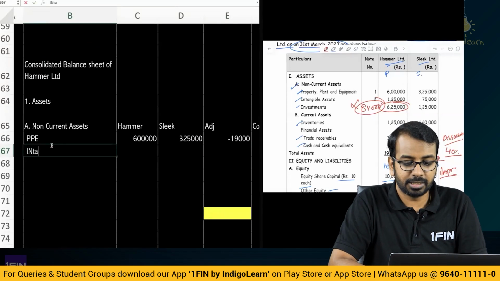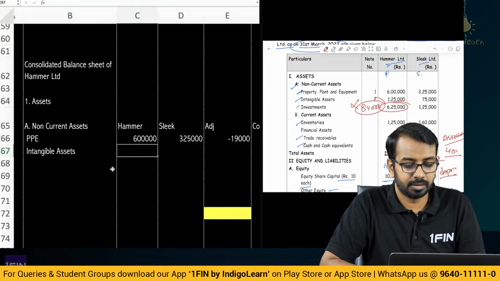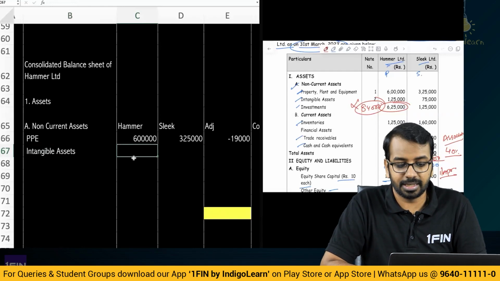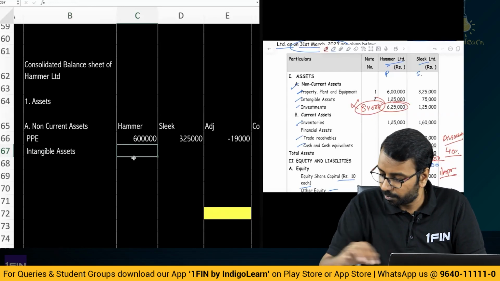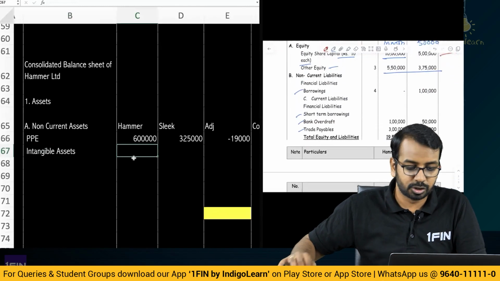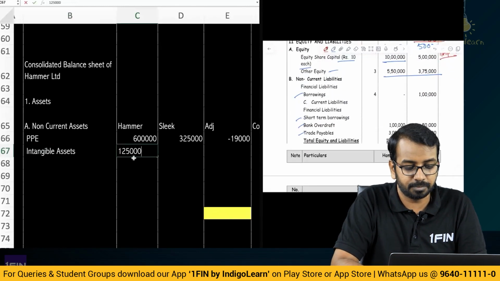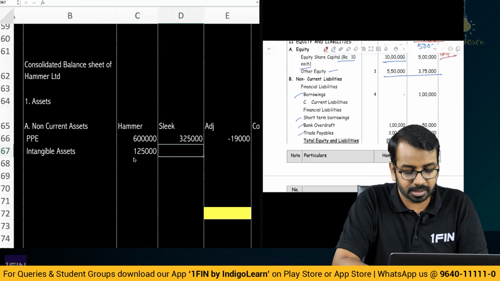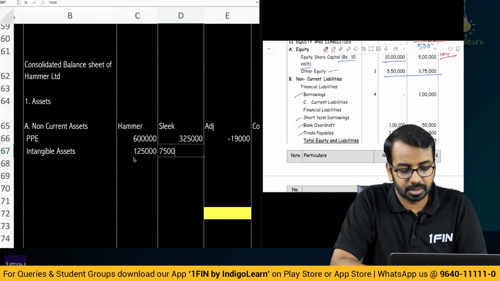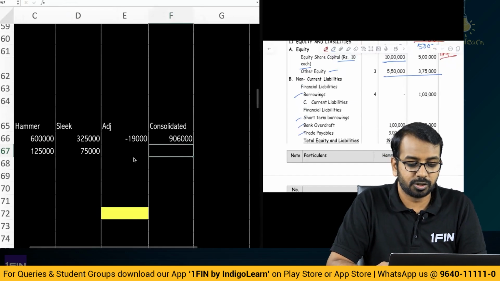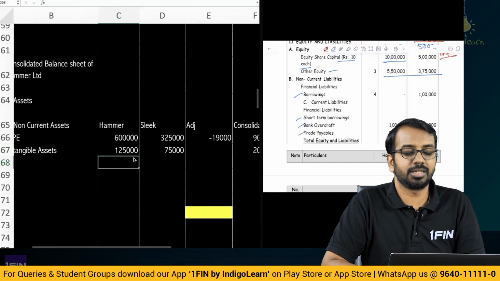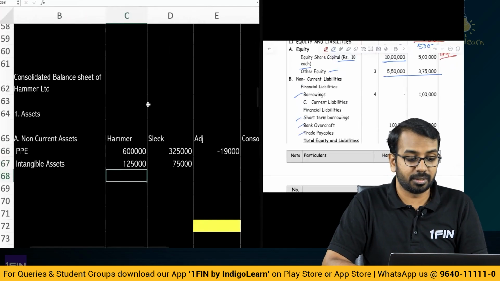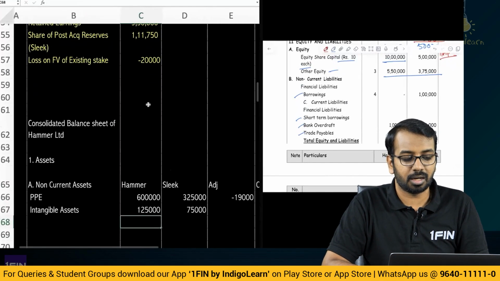Then intangible assets. When it comes to intangible assets, they have given us 1,25,000 and 75,000, that is pertaining to goodwill. We will show it as it is, 1,25,000 plus 75,000. There is no adjustment, so that comes to 2 lakhs. Sir, what about goodwill on consolidation? We did not get goodwill, we got capital reserve, so we will add that under other equity.